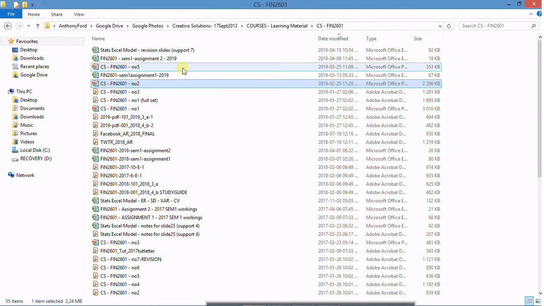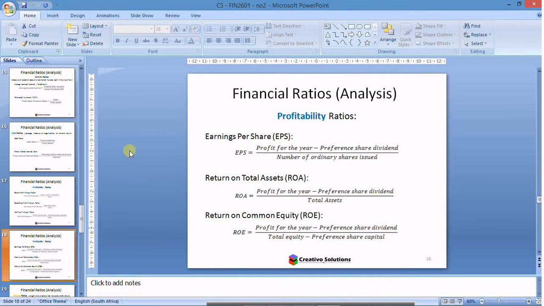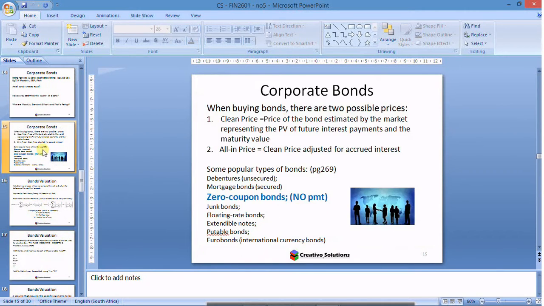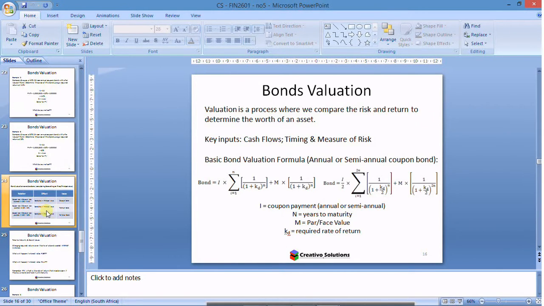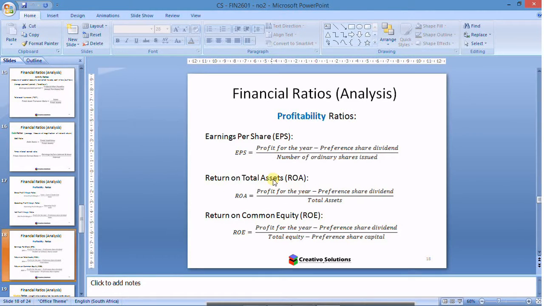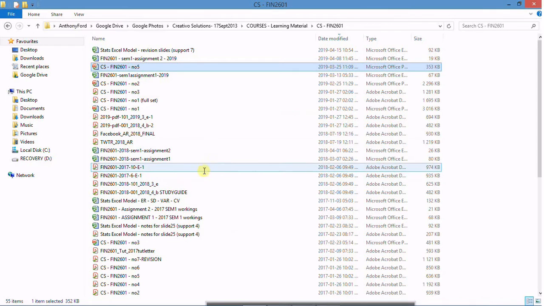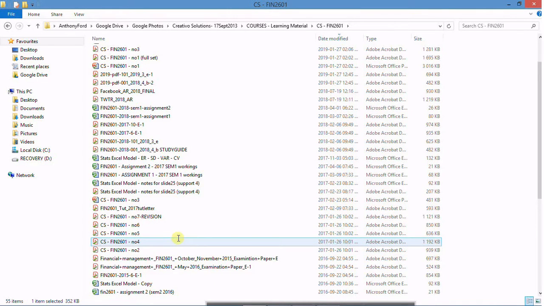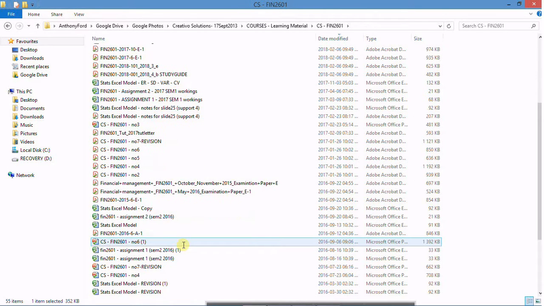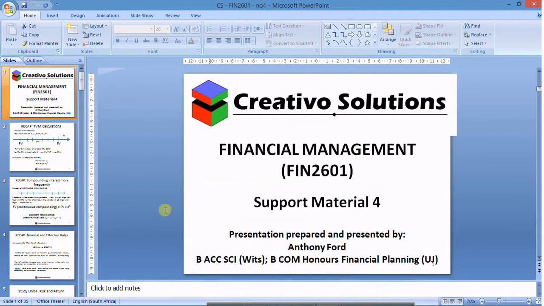This was 5, I think. Let's see, 5, 6, 7. Yes, should be 5. The risk stuff, yeah. No, oh no, bonds. No, this is bonds. It's not 5, it's 4 then. Where's set 4? There, number 4. But that's the PDF. I want to get the Excel document. There. Okay.